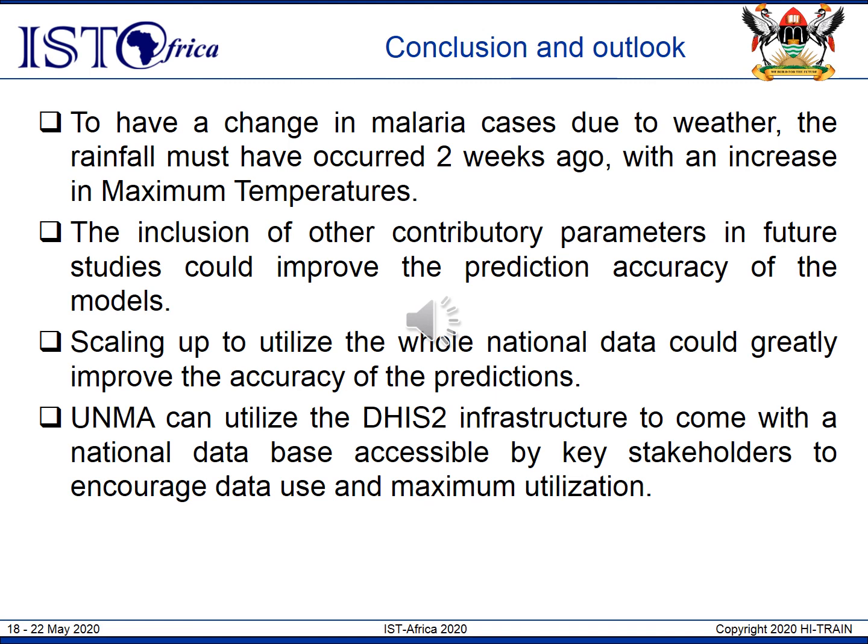And our Uganda National Meteorological Authority, that is still relying on Excel spreadsheets for its data storage, could actually utilize the DHIS2 infrastructure and create a national database accessible by key stakeholders to encourage data use and maximum utilization, unlike the current practice where data is not accessible by the public and some of the researchers or stakeholders that require to use their data are required to part with some amount of money for the data that they need for their different interests.